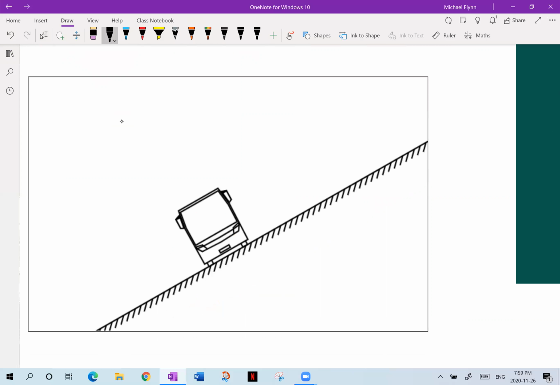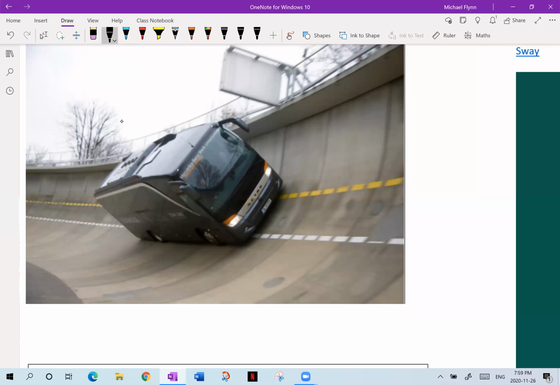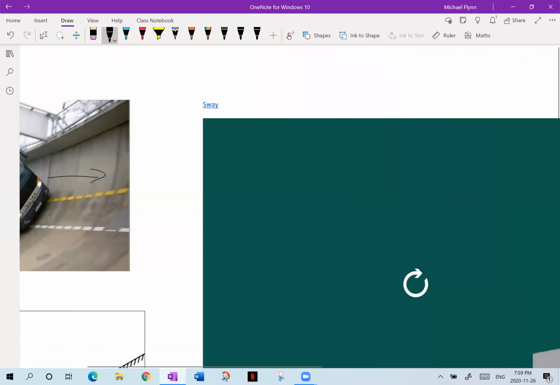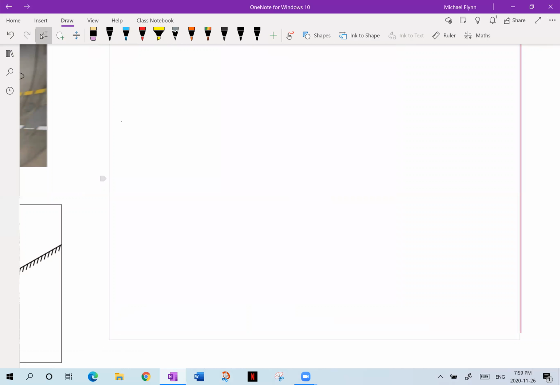Now, by the way, we're going to call the banking angle theta. We're going to stick with that notation. But keep in mind, this bus is not just sitting on an incline. It is moving, in this case, that way. So it is moving towards you, and it's a three-dimensional problem when you really try to think about it. I've got a little animation I could show you. Hopefully this will work.